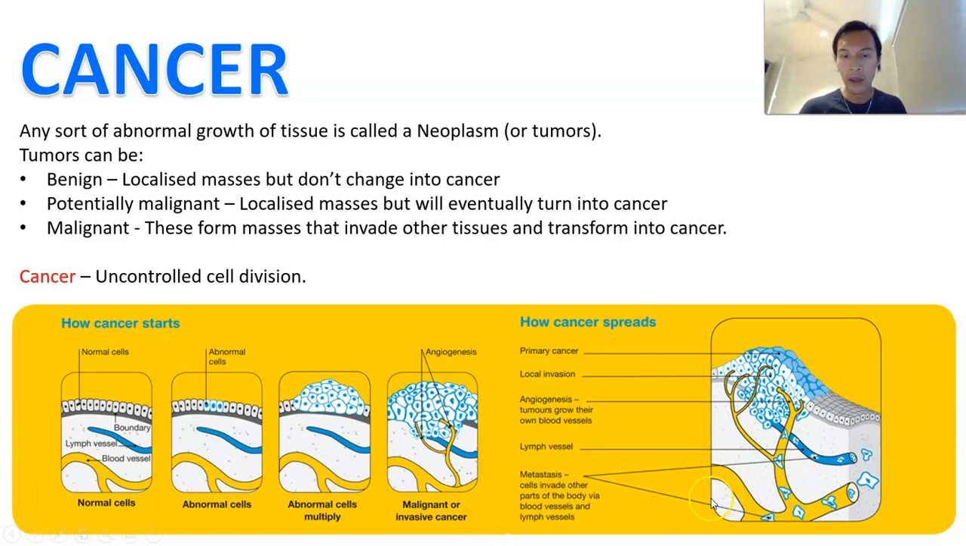And when that happens, it's called metastasis, right? Where it starts to invade other parts of the body via the blood or the lymph vessels, okay? And that's how cancer typically spreads. It might start on the skin, but if it gets into your blood or lymph, it might travel to other parts of your body.